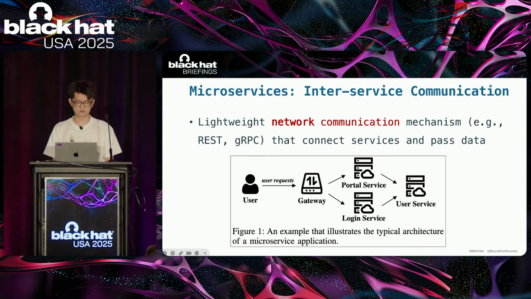Once requests enter through the gateway, they are passed from service to service inside the system. Microservices communicate using lightweight tools like REST APIs or gRPC. This setup gives teams a lot of flexibility, but it also means sensitive data travels across many services. So one weak link can spread security problems to the rest.